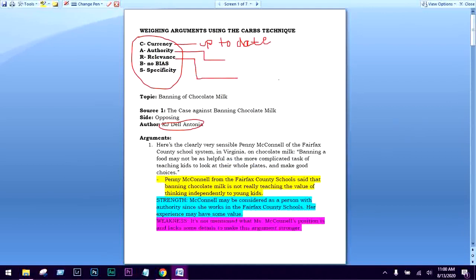Relevance. Do the writers address each concern? Do they try to give counter arguments? Are they addressing the concern? Are they using substantial evidence? Right. No bias. Is the evidence credible enough? Does it not show self-interest?